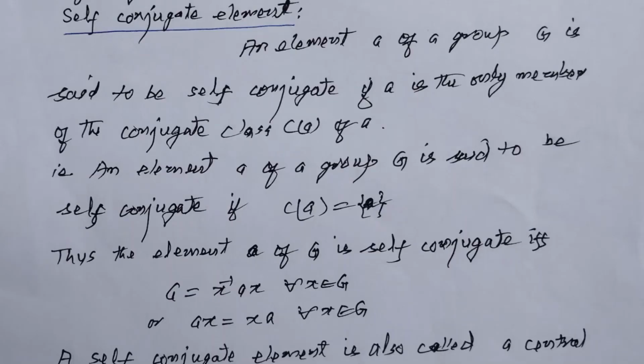Next, we define self-conjugate element. An element A of a group G is said to be self-conjugate if A is the only member of the conjugate class Ca of A. That is, an element A of a group G is said to be self-conjugate if Ca equals the singleton set of A. Thus, the element A of G is self-conjugate if and only if A equals X inverse AX for all X belonging to G, or AX equals XA for all X belonging to G.